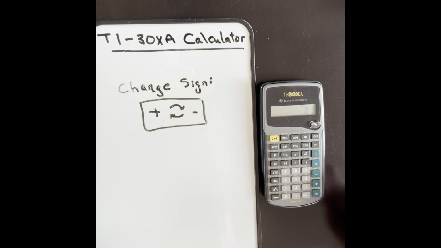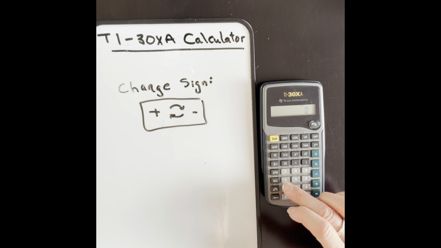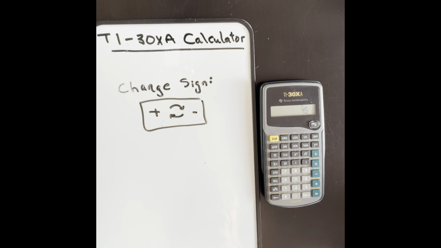We've already talked about the change sign key, this key here. It just takes whatever your number is and changes the sign of it. So if we had 45 and we press that, it becomes negative. If it's negative and we press that, it becomes positive.